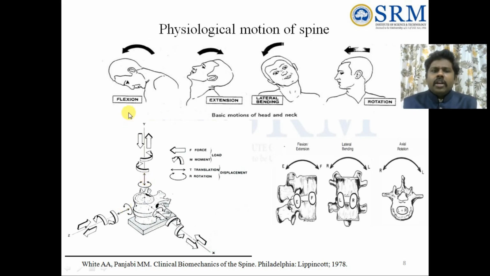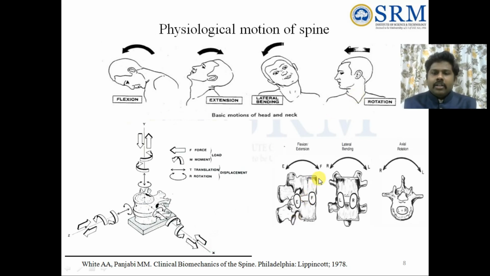It can go for flexion and extension, 1 and 2; lateral bending, left and right, again 2; and rotation with respect to the left and right, again 2. These are the physiological motions of the spine.